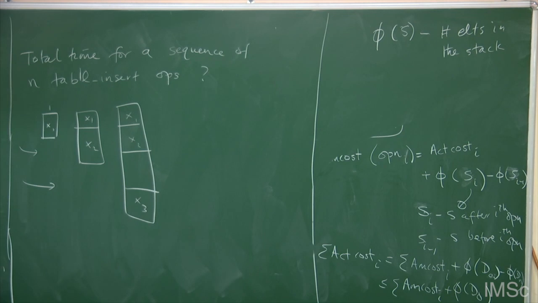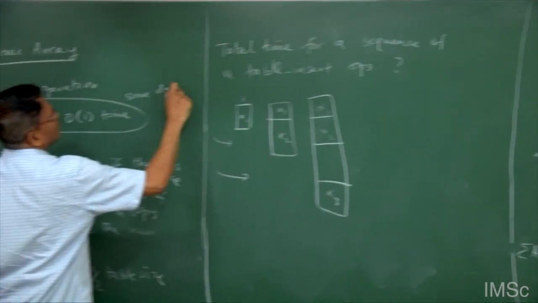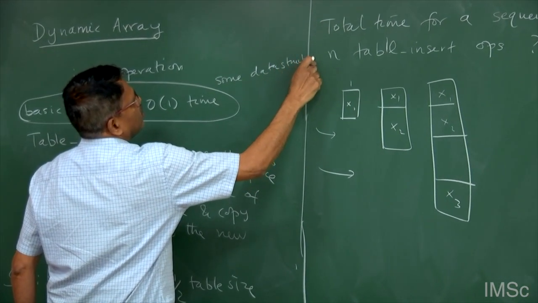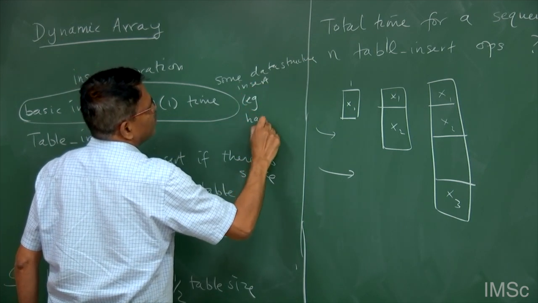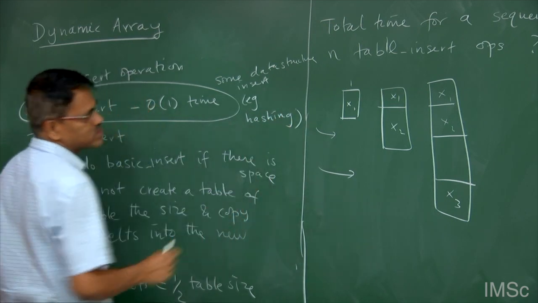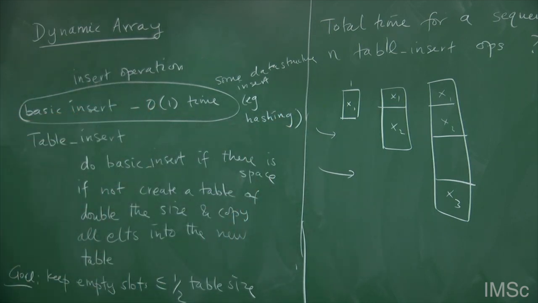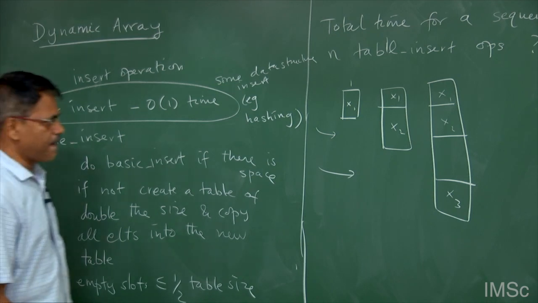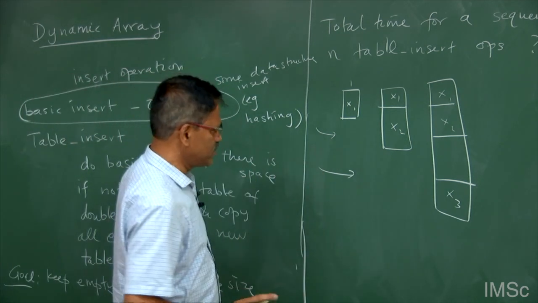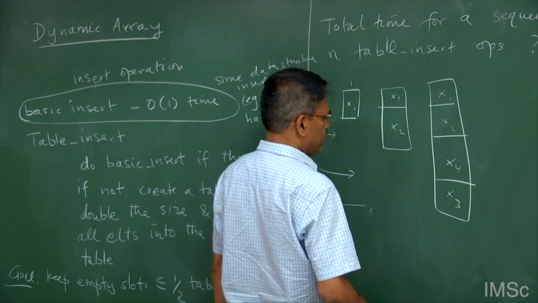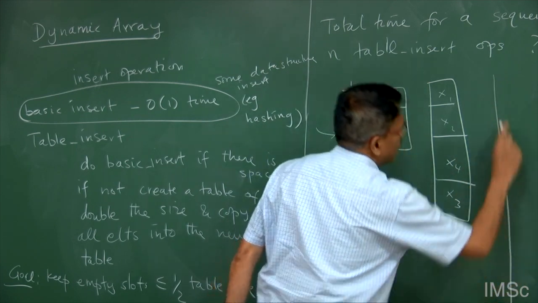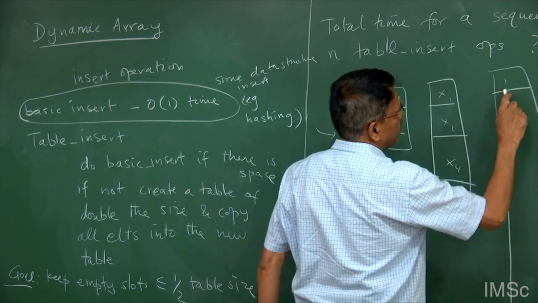The basic insert is some data structure insert, for example hashing, I don't care, but all I'm going to assume is that it takes constant time. If you give an element and give the table size, it will just insert you into some empty location. So now x4 comes, I'm going to insert it here. But when x5 comes, I will have a table of size 8.